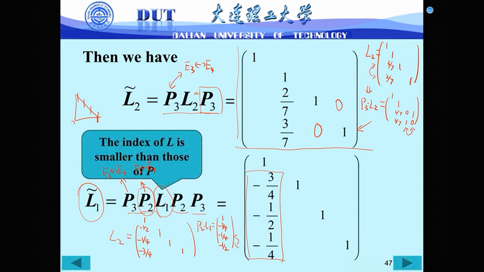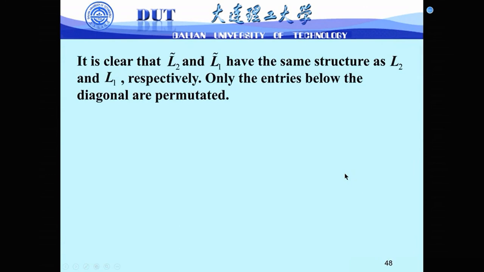Actually, we can obtain L1 theta and L2 theta just by interchanging the numbers in L1 and L2, because you should note here the index of the L matrix is smaller than those of the P matrix. You see? 2, 3, 3. Here, 1, 2, 3. 2, 3. Right? It's okay? So that is why we can obtain another lower triangular matrix with 1s on the diagonal. Are you clear? Okay, now let's come back.